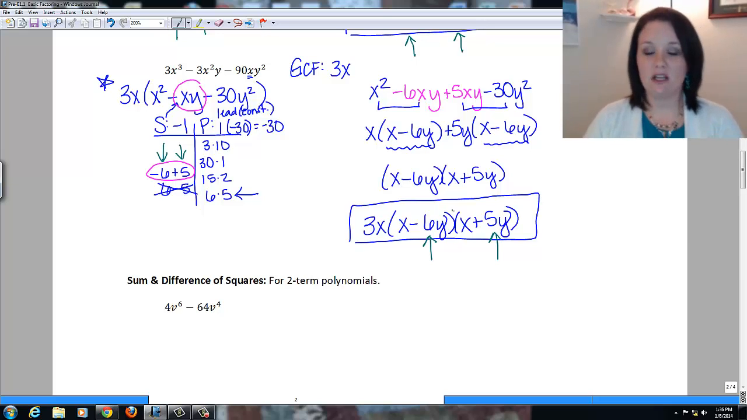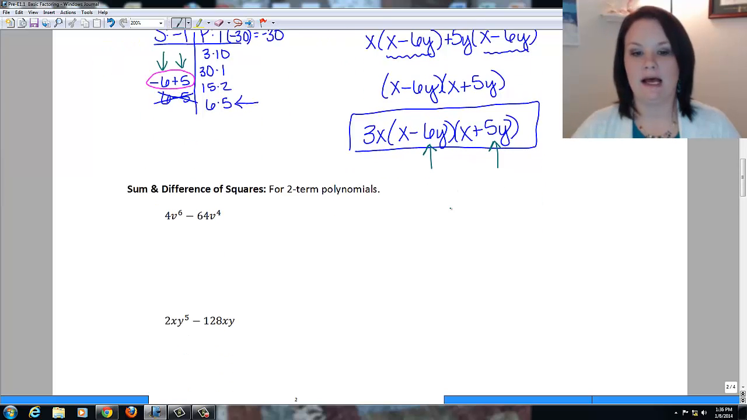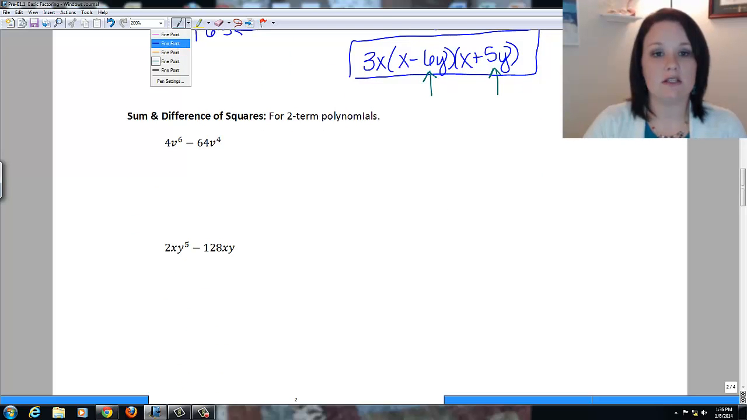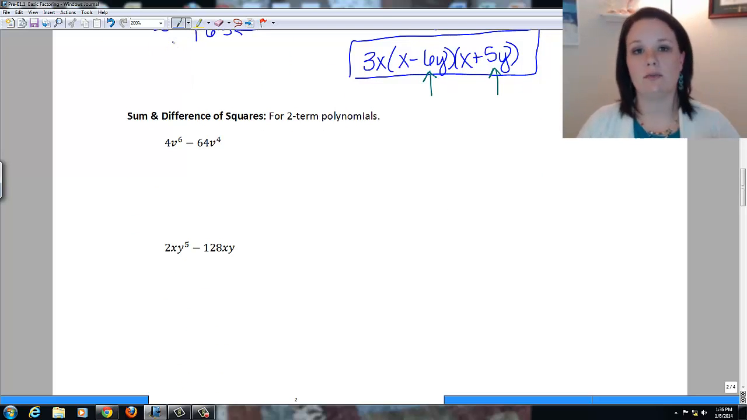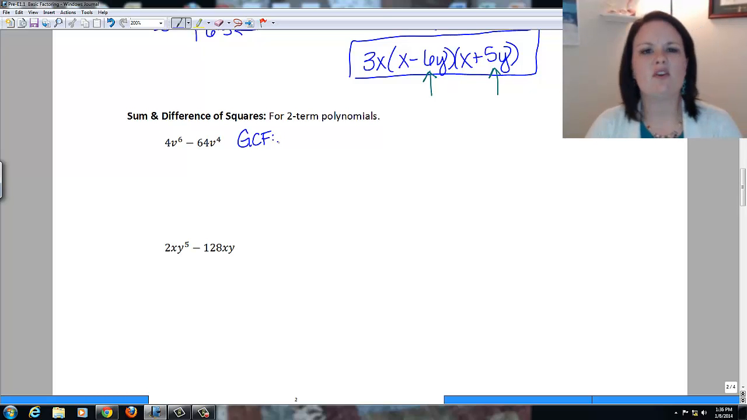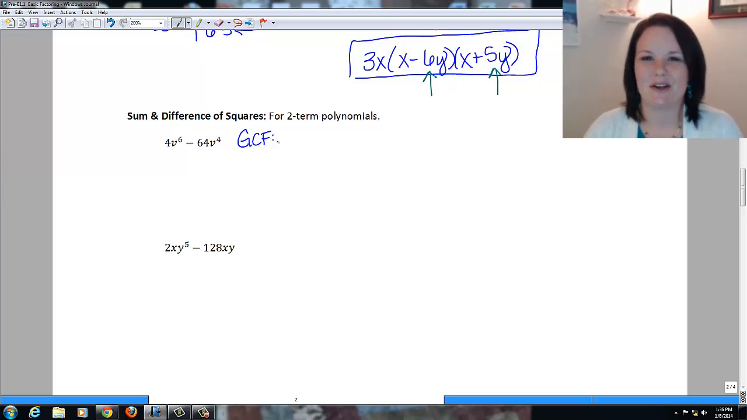All right, I'm going to show you sum and difference of squares, and that will be the last couple that we do. A sum and difference of squares is for two-term polynomials, and we're hoping that the first term and the second term are perfect squares. Okay, always, just like before, we look for a greatest common factor first. So my greatest common factor of this one, and there will be some that don't have greatest common factors, just note to self, but on these I try to put it in there so that we get used to looking for it.